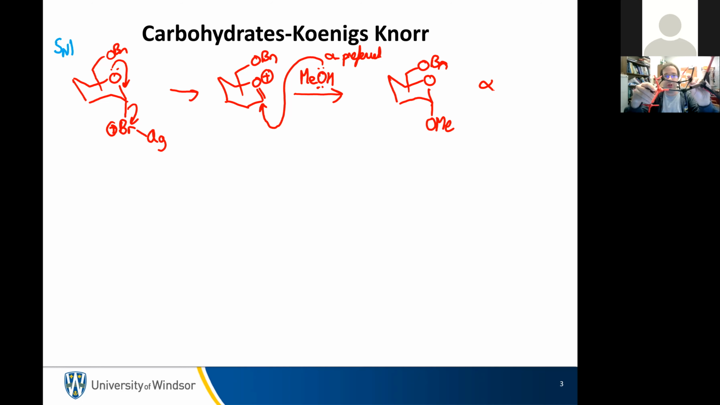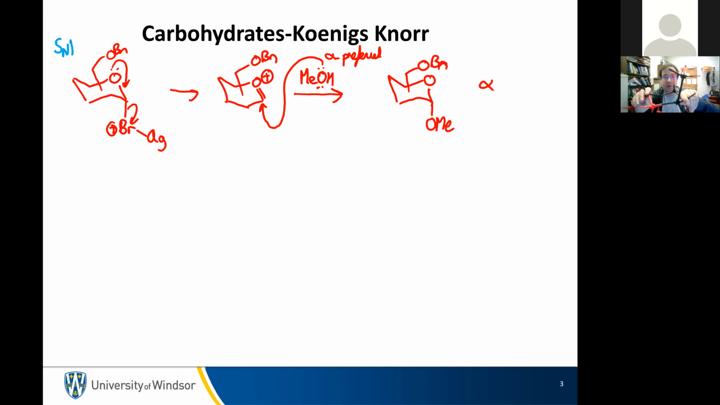Now, if I switch the chair, ooh, one of my bonds is a little creaky. So I switch the chair to the 1C4 conformation, and now what we can see is that everything that was equatorial in the 4C1 is now axial, except for the anomeric center, which has now gone beta and is now equatorial. Well, it's still alpha, it's just that we flipped the chair. This is bad. Everything is axial. This is a bad chair.